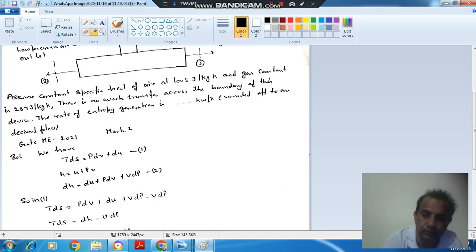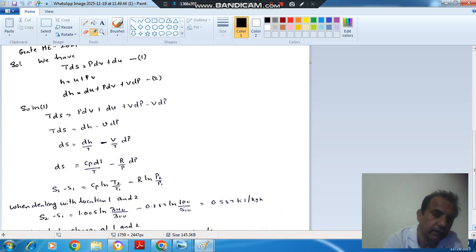So now TdS is equal to dH minus VdP, and dS is equal to dH by T minus V by T dP. We can say dH is equal to Cp dT and V by T is equal to R by P. So after integration within limits, S2 minus S1 is Cp ln T2 by T1 minus R ln P2 by P1. So this is the change in entropy relation in terms of temperature ratio and pressure ratio, and in terms of Cp and R.